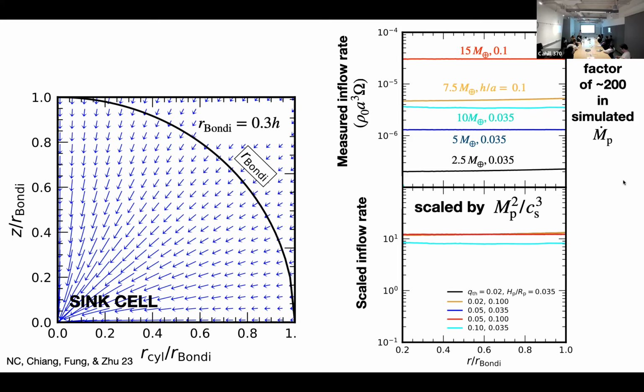The reason we are recovering Bondi in this big global simulation is that the planet's Bondi radius is small. It's small in particular compared to the vertical height of the disk. So from the planet's perspective, it does kind of look like it's embedded in this infinite sea of gas.